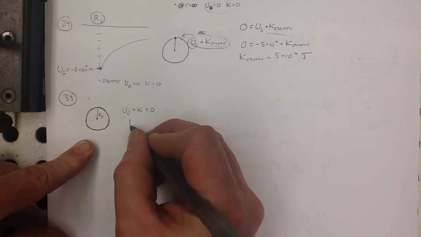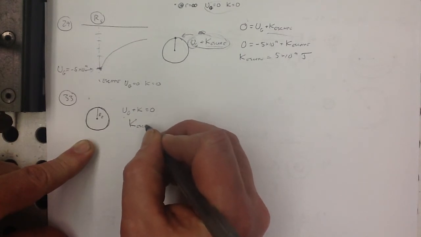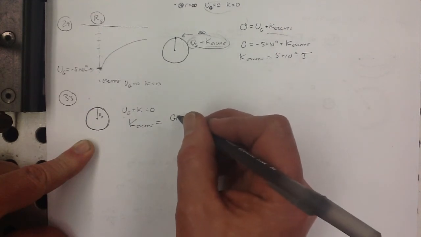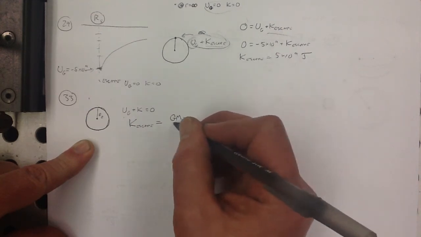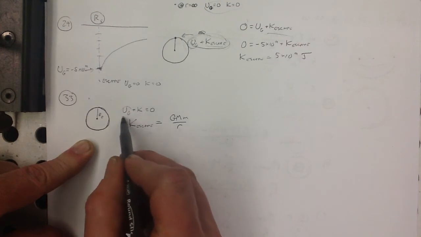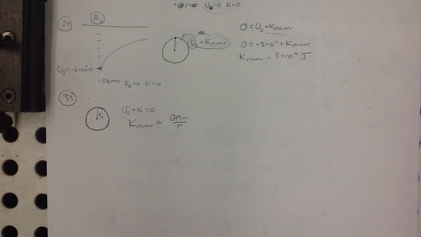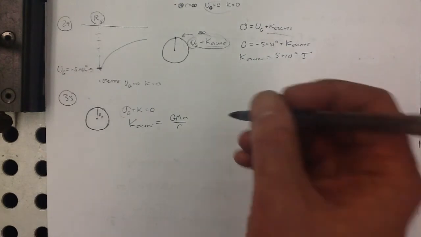And that's always negative, so this is some positive number. So the kinetic energy required to escape is always GMm over R, right? This is negative GMm over R, so I move that over here. So that's how much kinetic energy is required to escape. So we just need to compare that for these different planets.